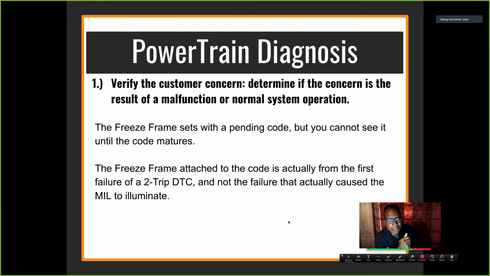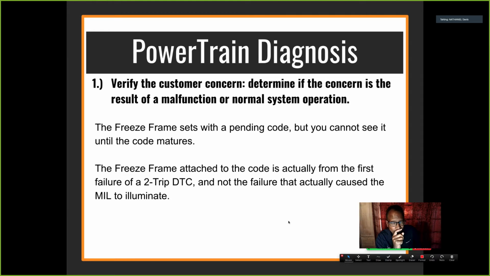Now remember what this means: in order for that freeze frame to show and the light to come on, that car would have to fail twice. It would have to run 2 trips and fail at least a minimum of 2 times. Then when that happens, the light comes on with the freeze frame, the first freeze frame. So when it fails the first time, you have a pending code with no freeze frame, no light, but you have a pending code. As soon as it fails the second time, the light will mature and come on along with the code. All right.